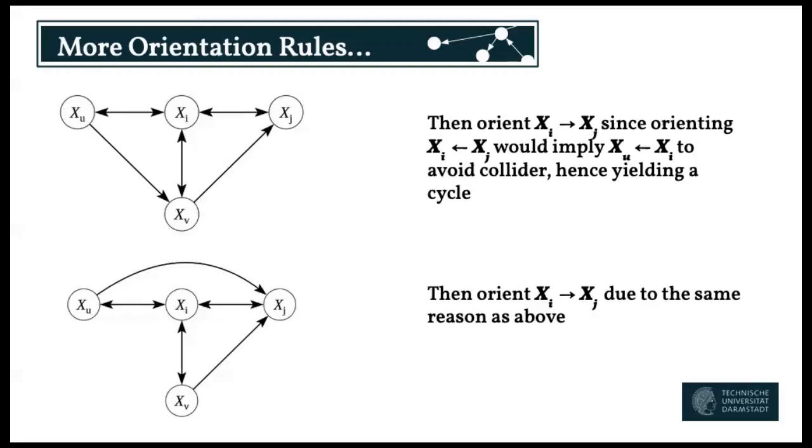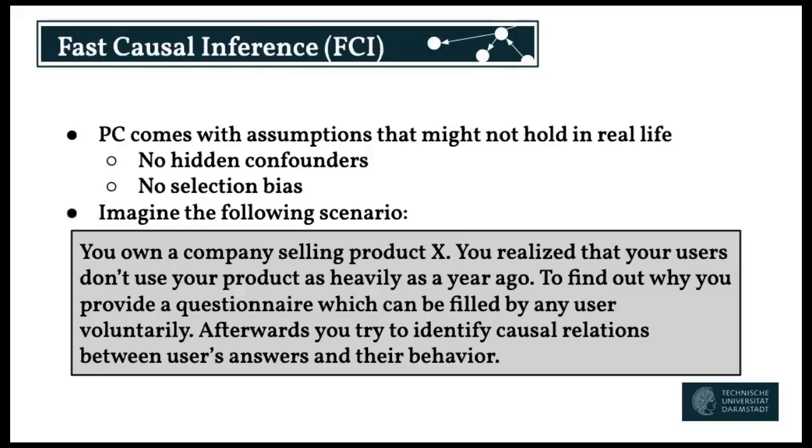And similarly, the argument can be made for this kind of graph structure. If we oriented the edge such that it points from xj to xi, then we would have to avoid a collider here, and we would again get a cycle. Why do we have to avoid the collider? Because we already identified all the V-structures, and by assumption we cannot get any anymore. So we would destroy the independence statement.